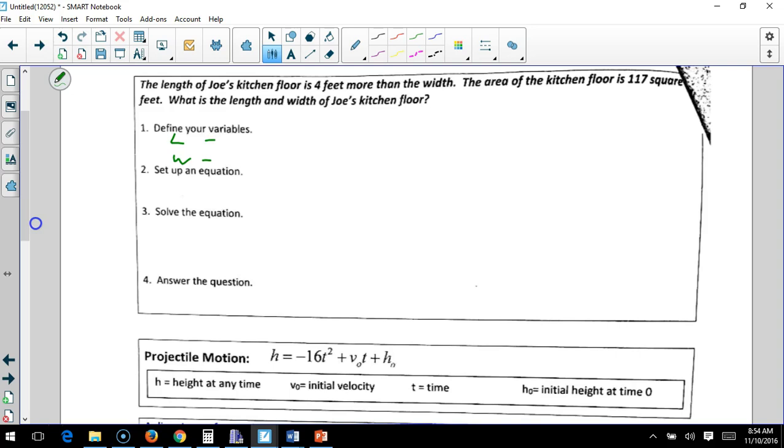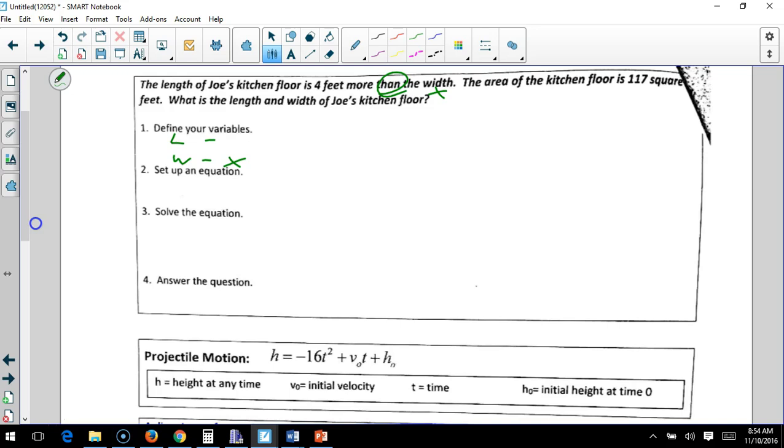You've got to ask yourself, what's the starting point? What's being compared to what? Well, length is being compared to width. So width is actually going to be our starting point. That's what we call x. You usually want to look for this word here and make the thing following it x. That's a little hint.